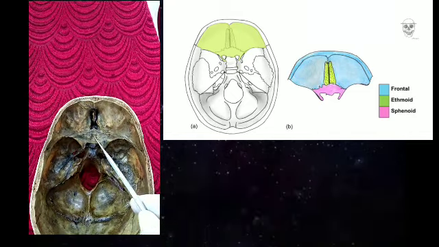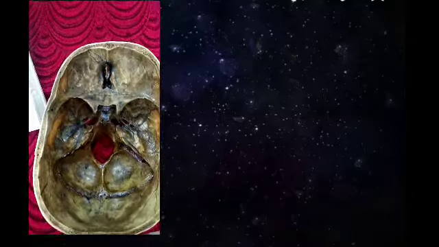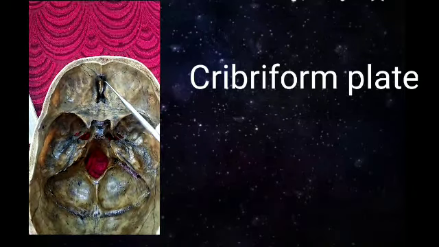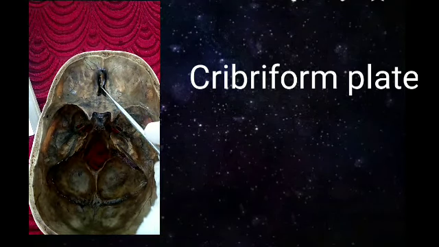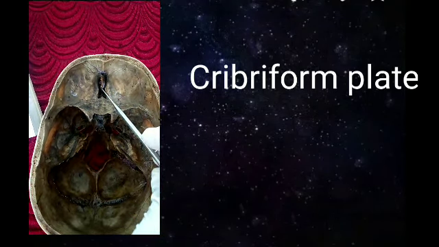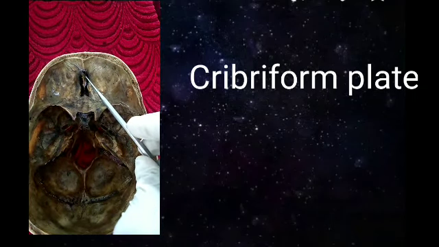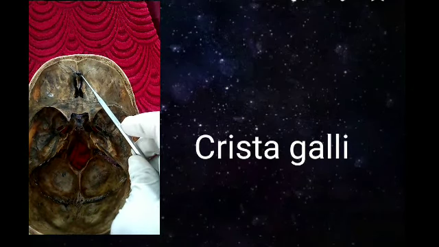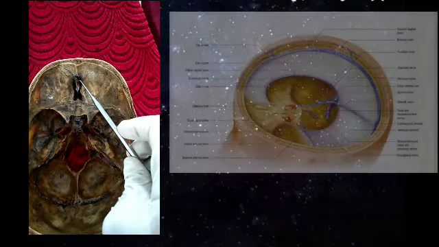And still more behind the cribriform plate of ethmoid, we have the jugum sphenoidale. The cribriform plate of ethmoid forms the roof for the nasal cavity, and there we can appreciate the tiny sieve-like openings. These openings are for the passage of the olfactory nerve rootlets. And again we have a midline elevation here called crista galli, and this crista galli provides attachment to the anterior end of falx cerebri.